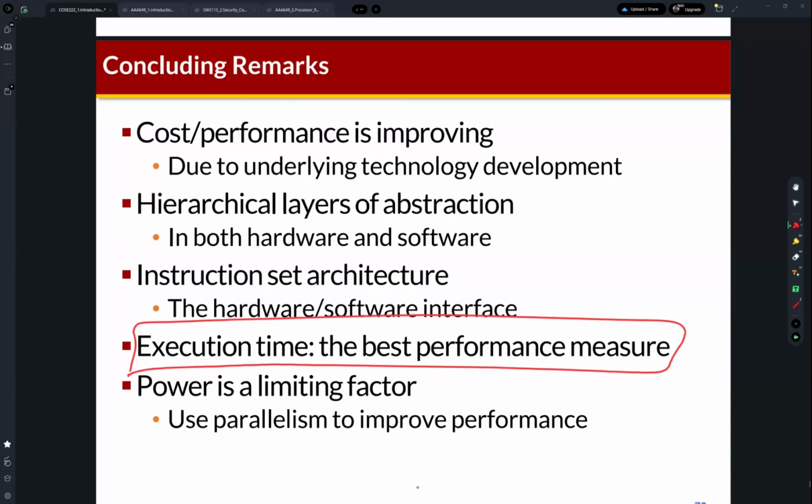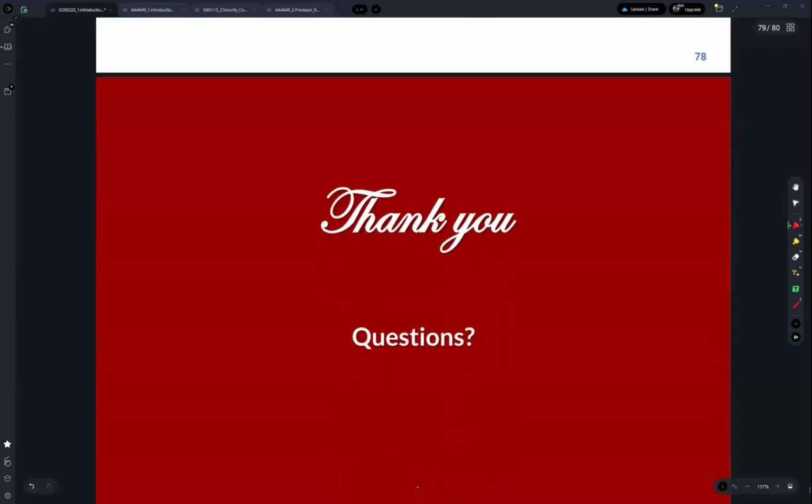Okay. Then power is a limiting factor. Okay. Because of power consumption, it's not easy to build a better CPU. Okay. So the CPU trend is changing. The trend of CPU is changing because of power. Okay, this is the end of chapter 1.